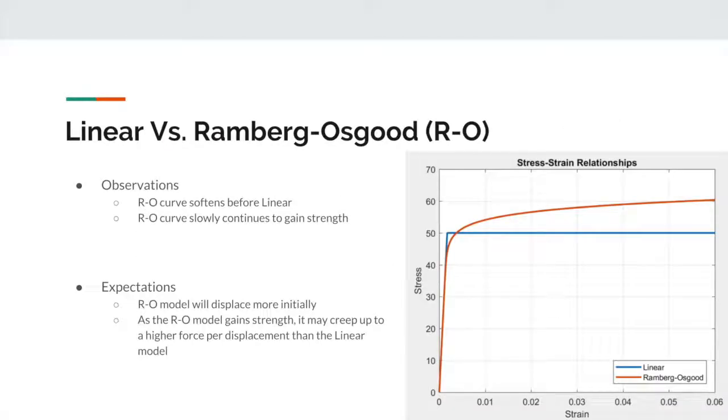So if we plot the Ramberg-Osgood equation against the linear equation that we've been using in our assignments, we notice some observations right off the top. The RO curve softens before the linear curve, and it also slowly continues to gain strength after yielding. So how does this affect our pushover model? Some things we can expect are that the RO model will displace more initially, but as it gains strength, it may creep up and eventually get to a higher force per displacement than the linear model.